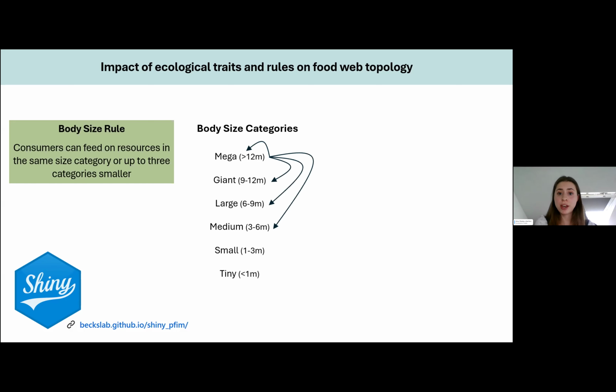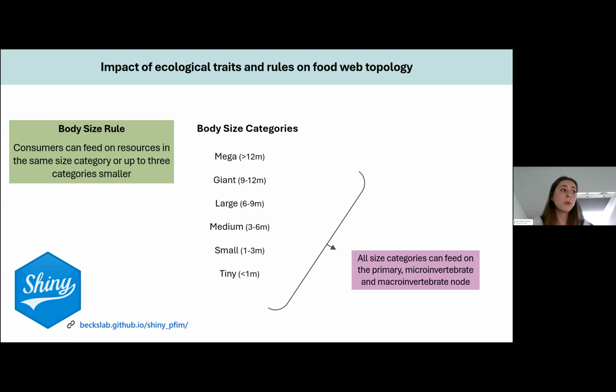And we did this because it makes more sense energetically. Initially, when we did not have this lower limit, we were having things in the mega size category, for example the megalodon, feeding on something that's like 30 centimeters big. So we had the megalodon feeding on anchovies, which probably didn't happen. This is not a beneficial energetic trade-off. In addition to this size rule, just one other thing to point out: all of these size categories can feed on the primary node and the microinvertebrate and the macroinvertebrate node. So this basically allows for any taxa to be a herbivore or an invertebrate feeder, regardless of their size.